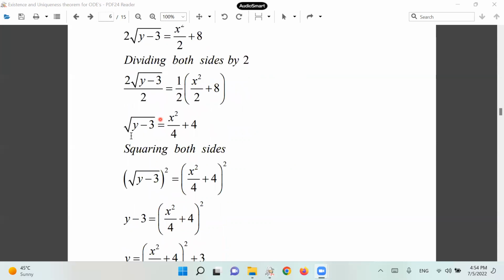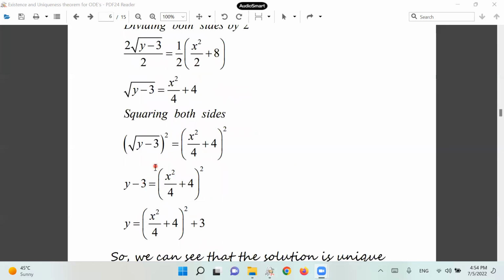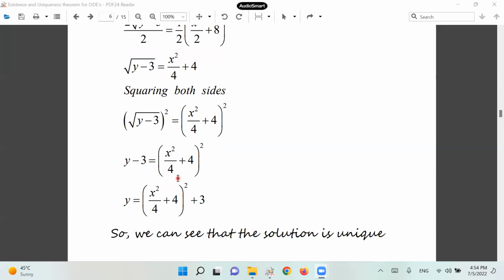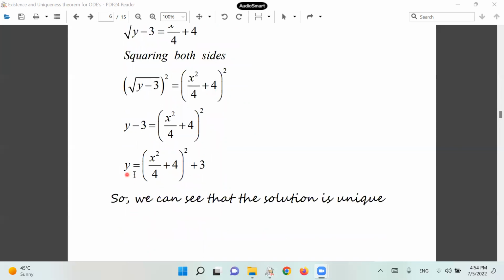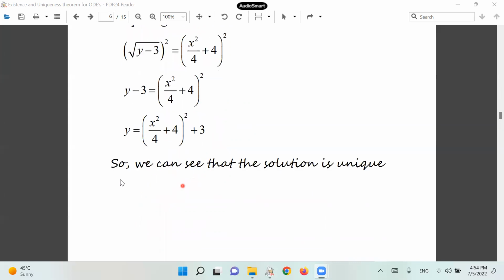And then taking the square of both sides so that the square and square root will be cancelled out. So we will get y minus 3 equals x square over 4 plus 4 whole square. After that, we will get y equals, take this 3 to this side, so it becomes positive. So y equals x square over 4 plus 4 whole square plus 3. So you can see that the solution is unique, that we get just a single solution for the given differential equation.